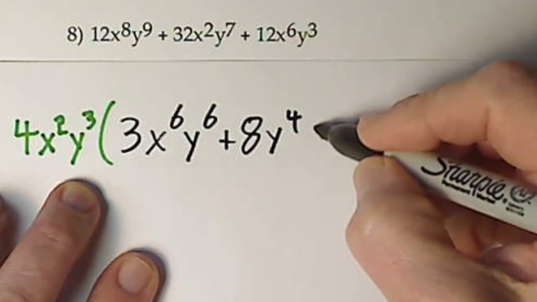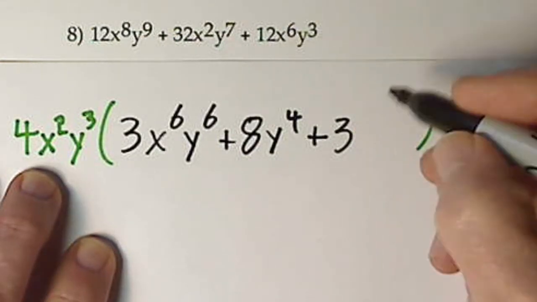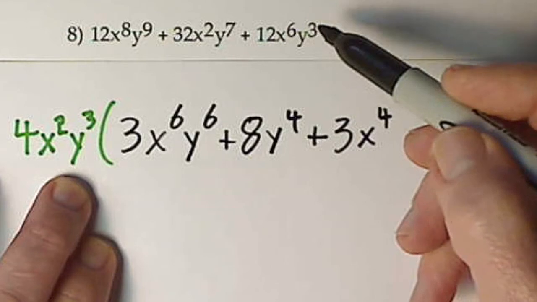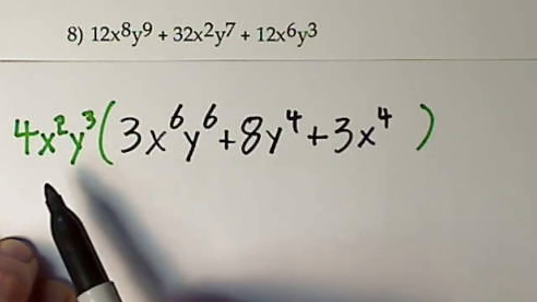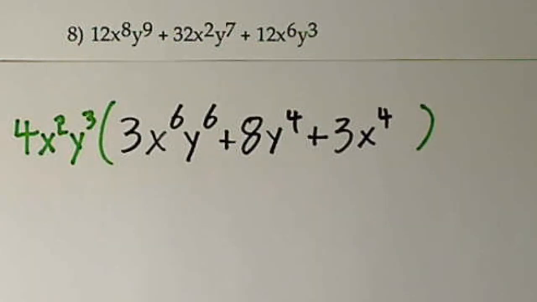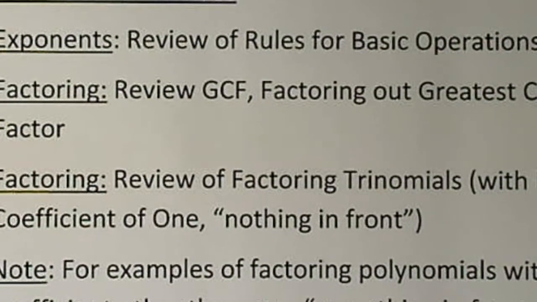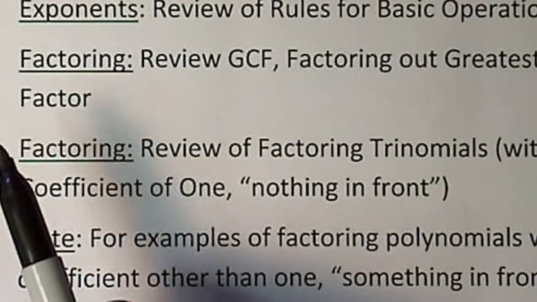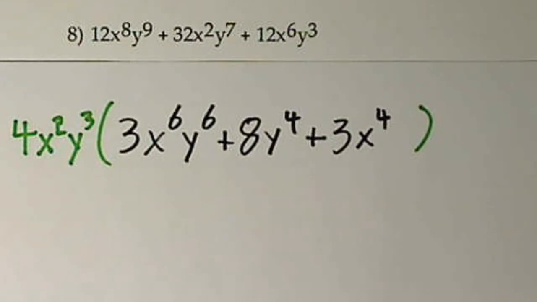And then for our last term, 12 divided by 4 is 3. This will leave x to the fourth. And y to the third, this y to the third divided by y to the third is 1, so there's nothing left. Again, if you need a more detailed explanation, you'll have to refer to the other YouTube video where I cover, let me put that up here again, okay? Factoring, review GCF, factoring out greatest common factor. It's a very detailed explanation of how this occurs.